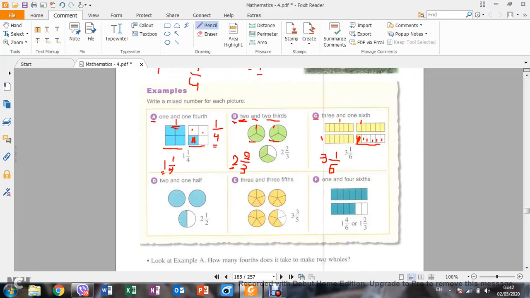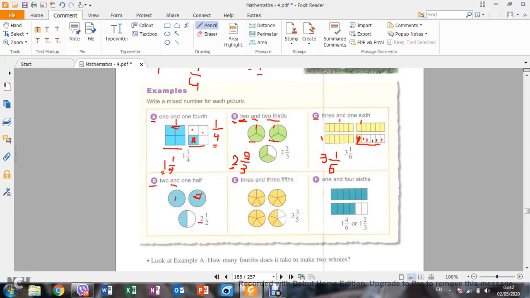Okay, look at this, 1D, 2 and 1/2. So I have 2, this 1 and this 1 together. So I'll write 2 here. Look, I wrote 2 directly, and after "and" we have the fraction.